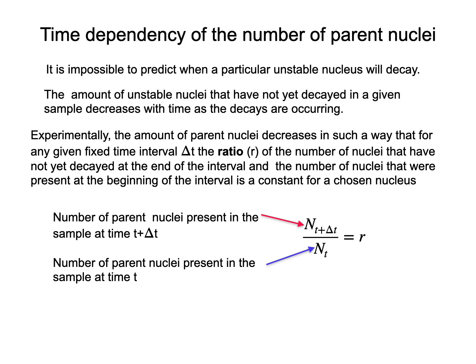In order for the number of nuclei to be decreasing, r needs to be smaller than 1, and we do not want a negative number of nuclei. Exponential functions are based on this sort of condition.